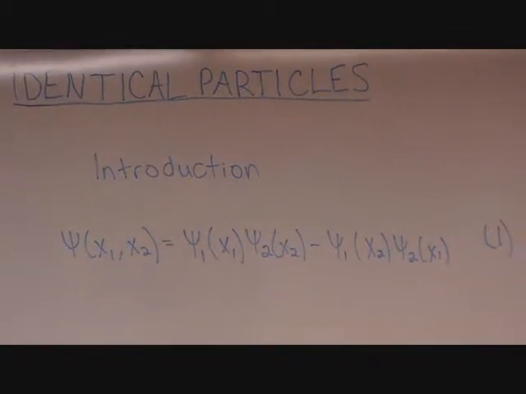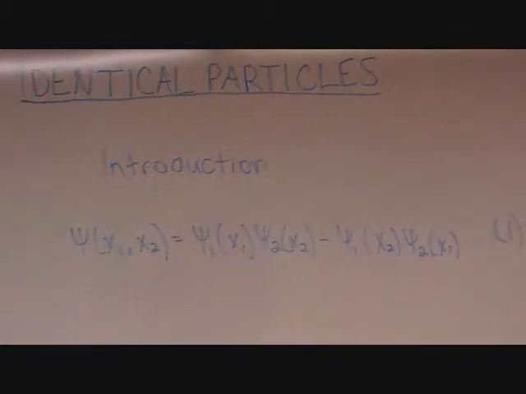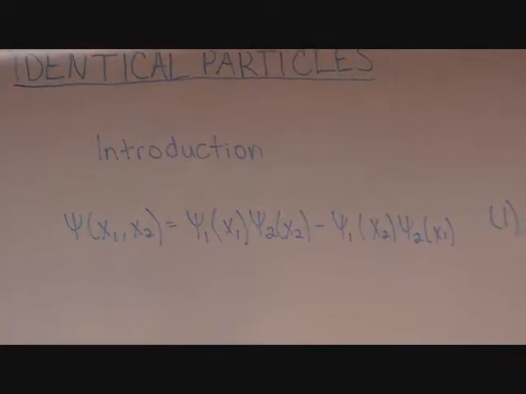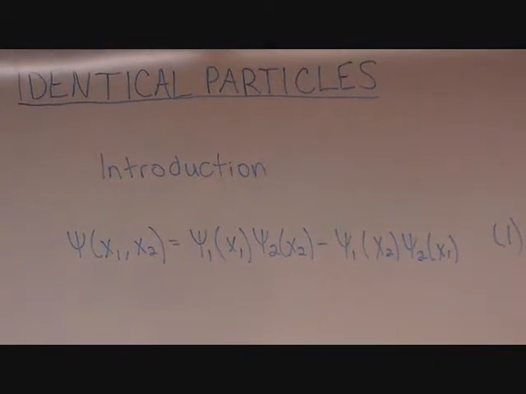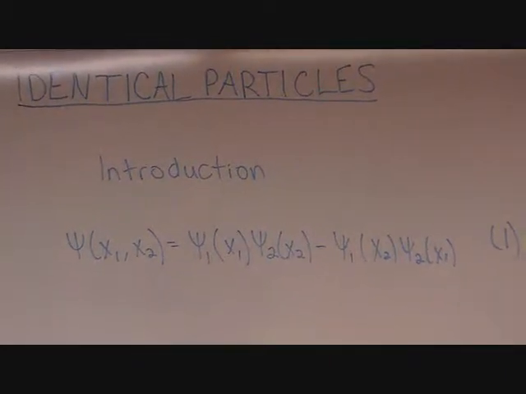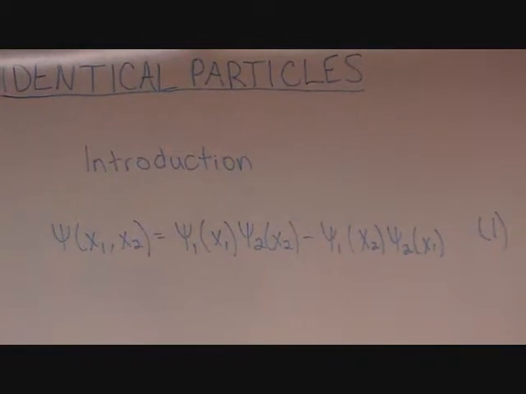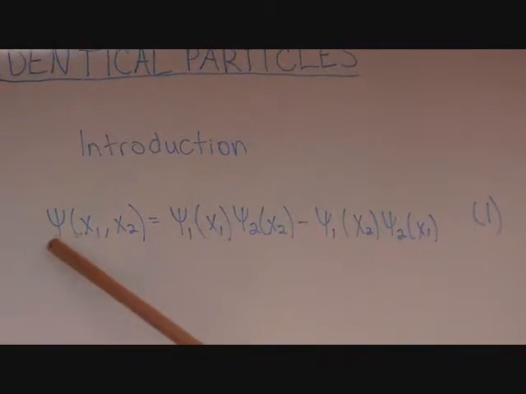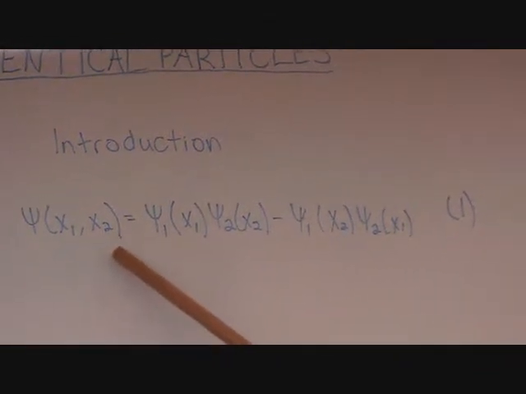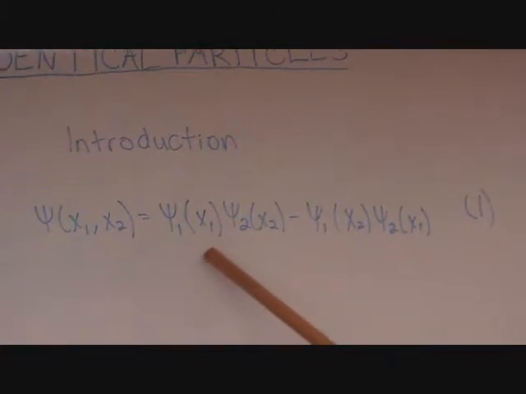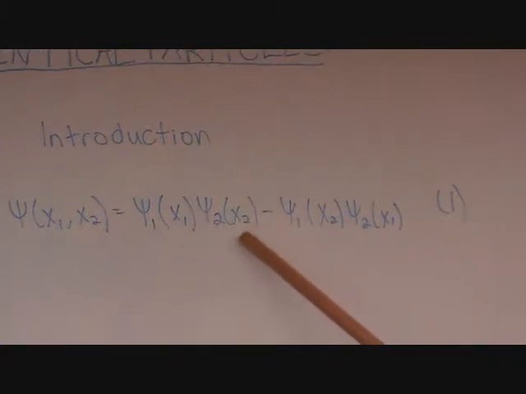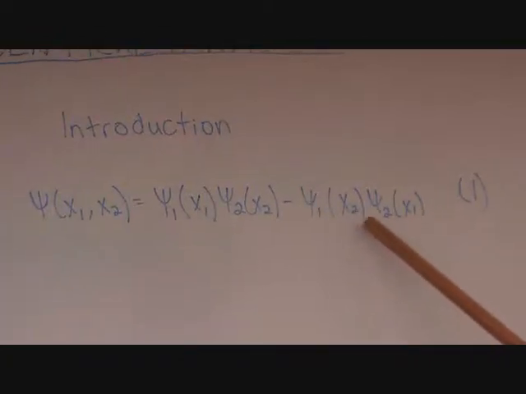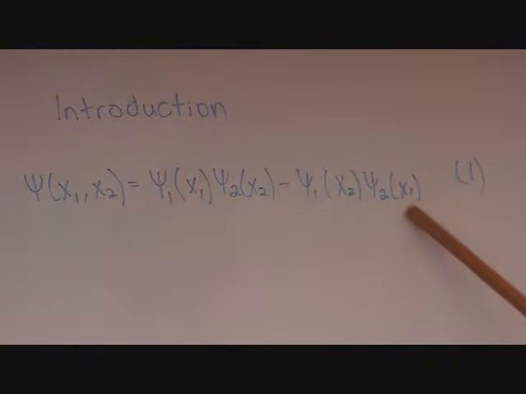Identical particles cannot be distinguished and cannot be described in any way that suggests that they are distinguishable. Therefore, we cannot distinguish between the two electrons, or fermions, in the following experiment. The wave function for the two electrons is psi of x sub 1 and x sub 2 equals phi sub 1 of x sub 1 times phi sub 2 of x sub 2 minus phi sub 1 of x sub 2 times phi sub 2 of x sub 1.